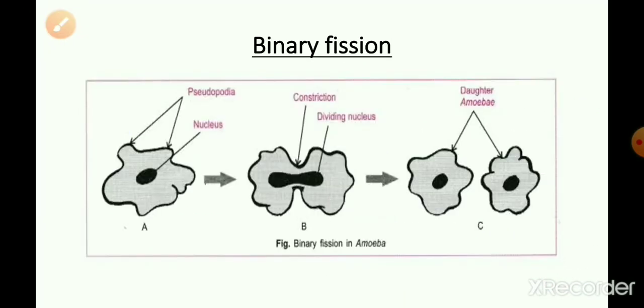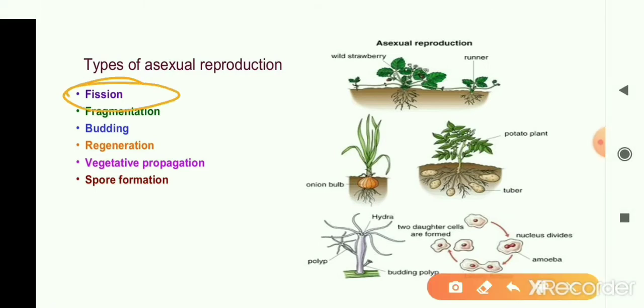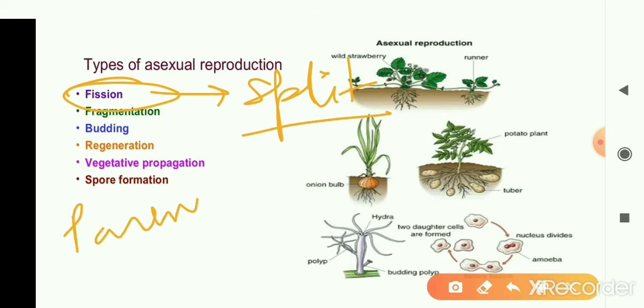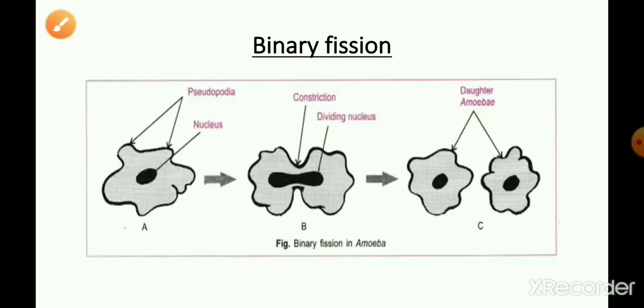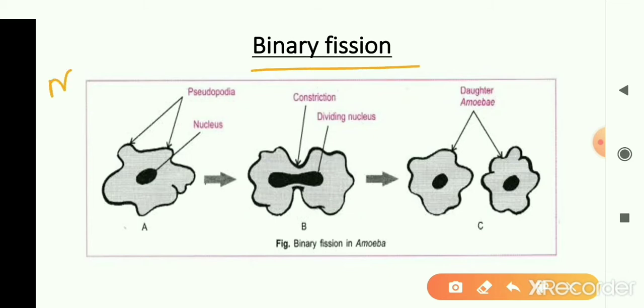First, let's know what is fission. The word fission means to split. So it is a process of asexual reproduction in which the parent cell, because it occurs in unicellular organisms, splits into two or more daughter cells. Accordingly, whether two daughter cells are formed or more than two, fission is of two types. They are binary fission and multiple fission.